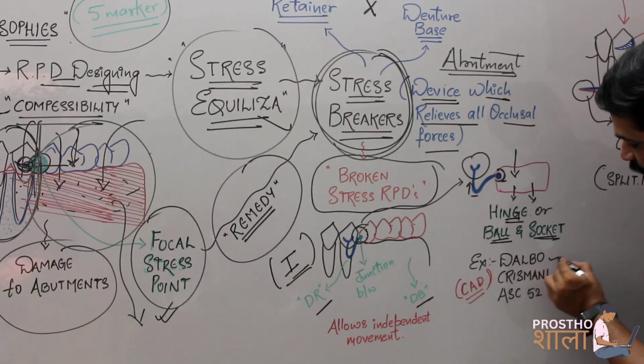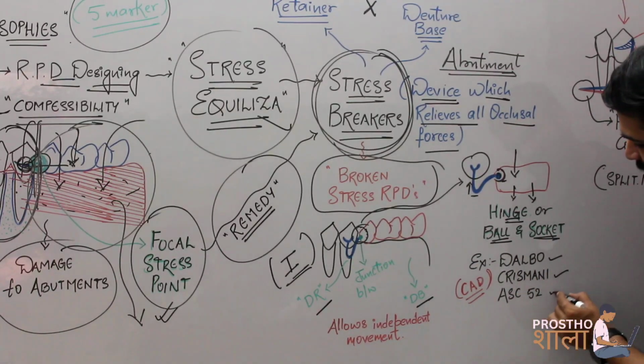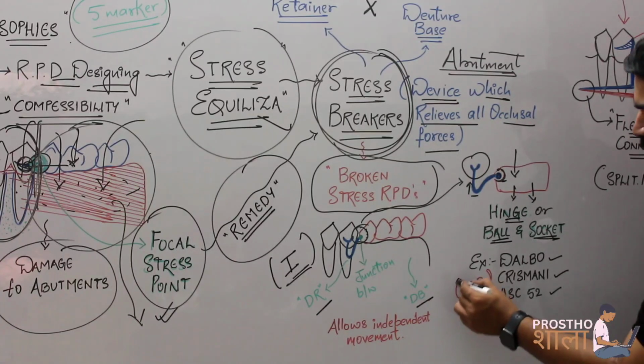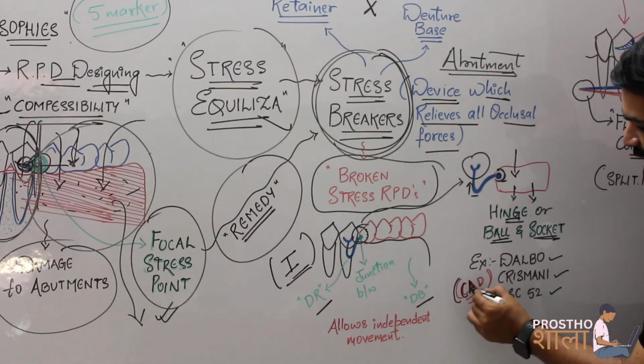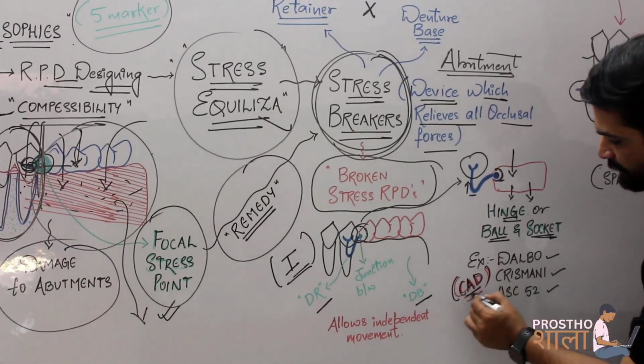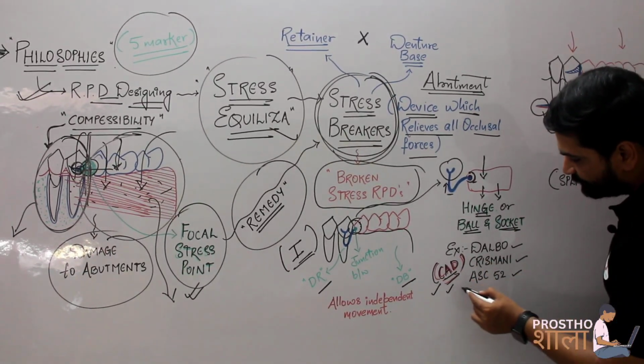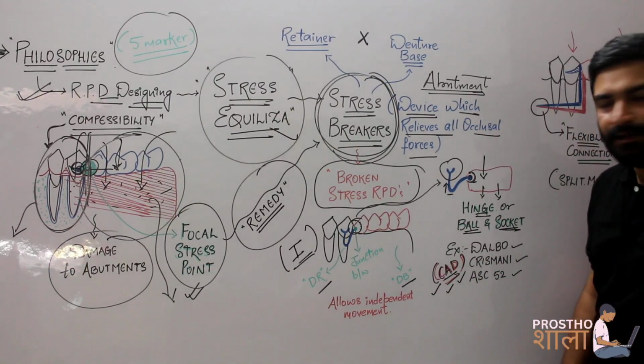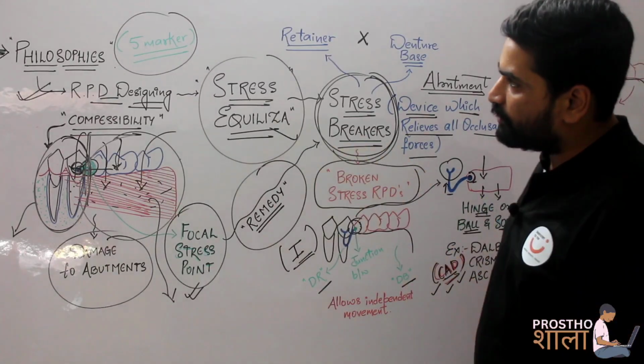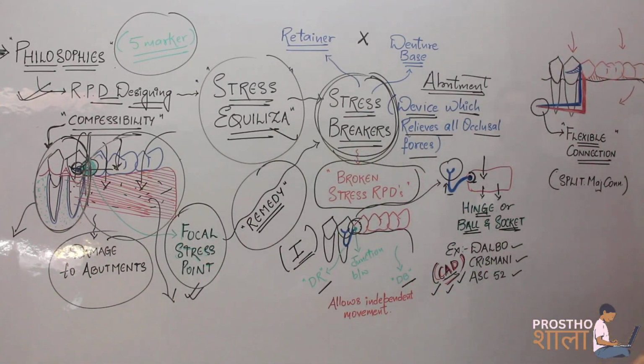Examples are Dalbo, Crismani, ASC 52. The mnemonic is CAD, CA, D is the mnemonic, right? Crismani, ASC 52 and Dalbo. Now this was all about your type 1 stress breaker.